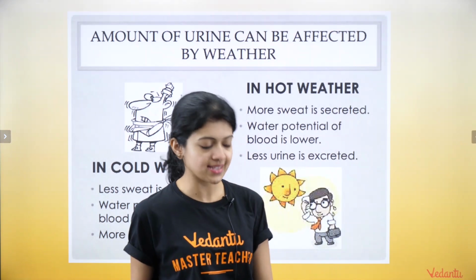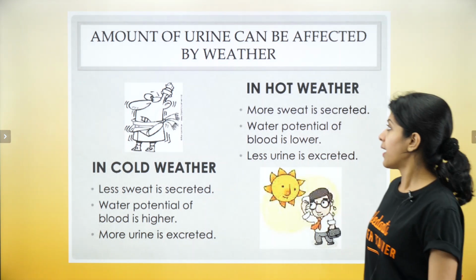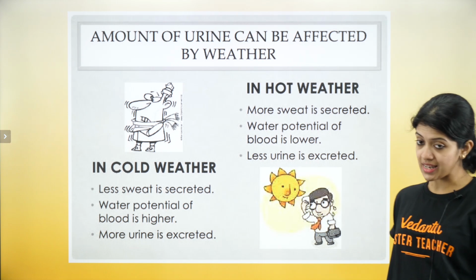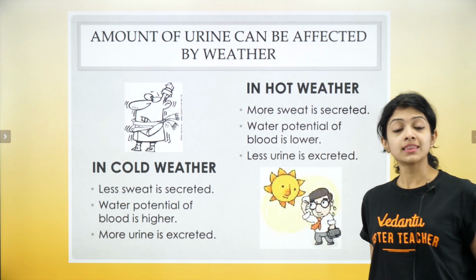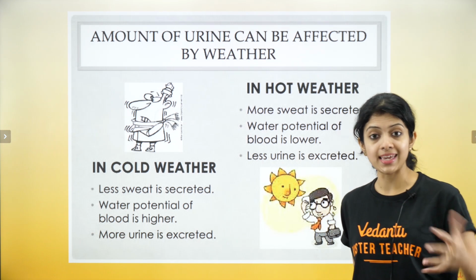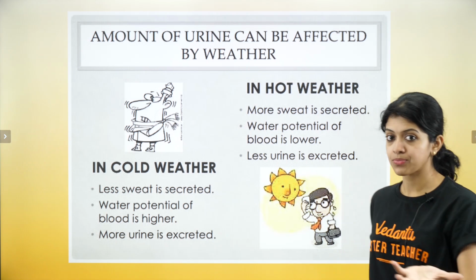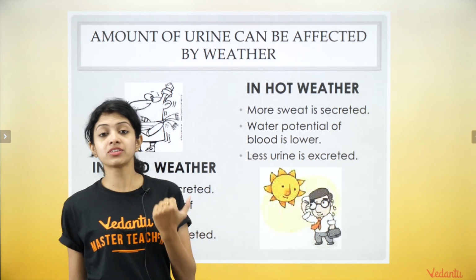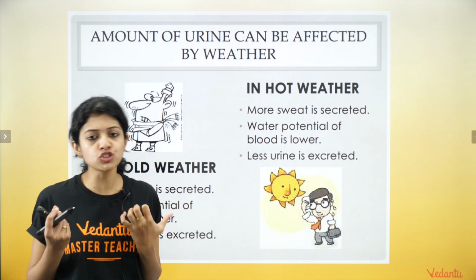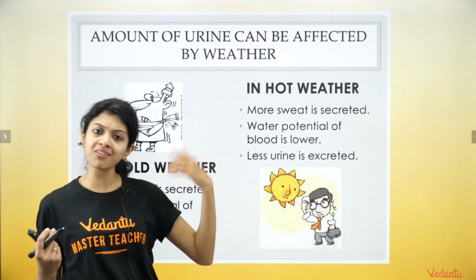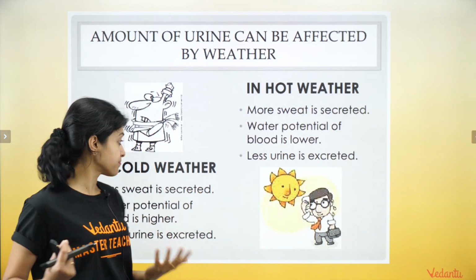And yes, the answer is as simple as this. In hot weather, more sweat is secreted, and hence the excess fluids in your body get removed or excreted out in the form of sweat. Thus, you tend to urinate less, because your kidneys have a lesser or a smaller job to do, because the sweat is taking up a lot of your water and excreting it out through your skin.